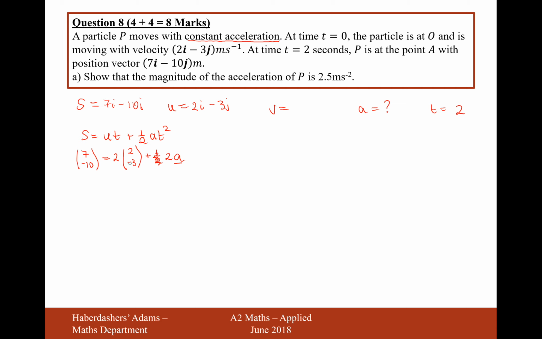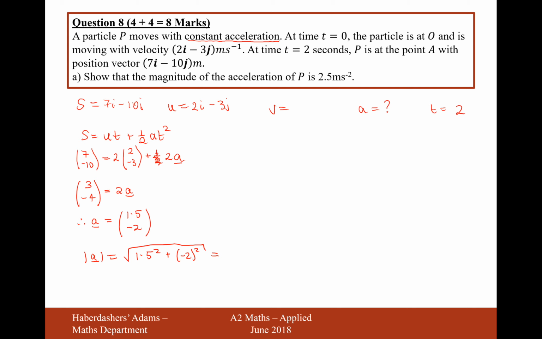So I'm now going to move all of this stuff onto the left hand side, so it's going to be 7 minus 2 times 2, which is 4, so that's going to be 3, and minus 10 minus 6, that's going to be add 6, so that's now going to be minus 4 when you add 6 to it, and that's going to equal 2a. Therefore the vector of acceleration a is going to be (1.5, -2), so therefore the magnitude of acceleration a is going to be the square root of 1.5 squared add minus 2 squared.